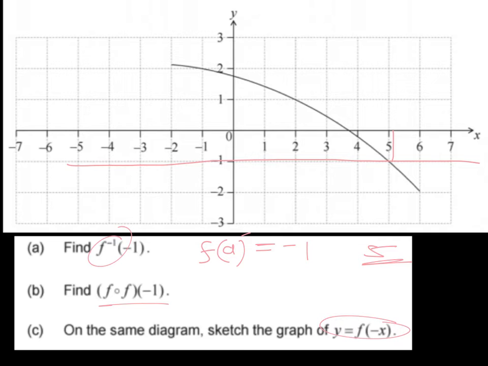In part B then, find f of f of -1. So this is a composite function, and the easiest way to think about this is to start with the function closest to the number, so here f of -1, and we can see that if our input is -1, our output would be 2. So f of -1 is 2, so in effect then we want to find f of 2.